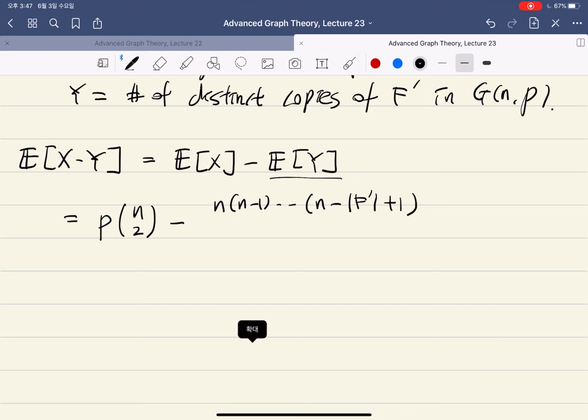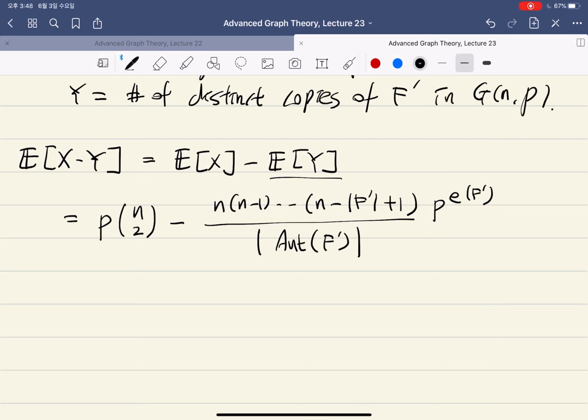And this will contain a copy of F prime with probability P to the E of F prime. And this will actually overcount things up to the automorphism of F prime. So this actually gives us the expectation of Y.